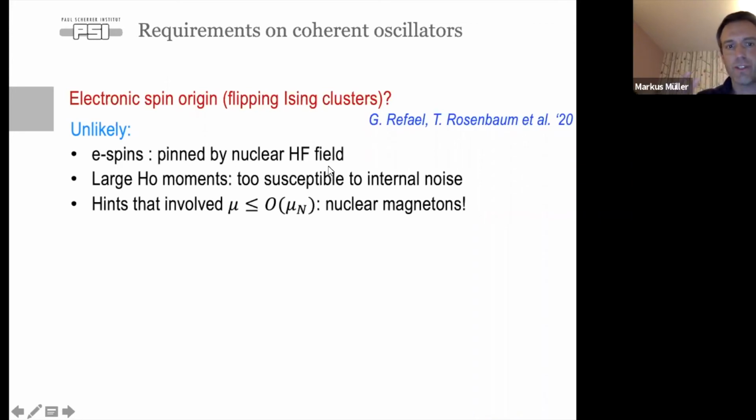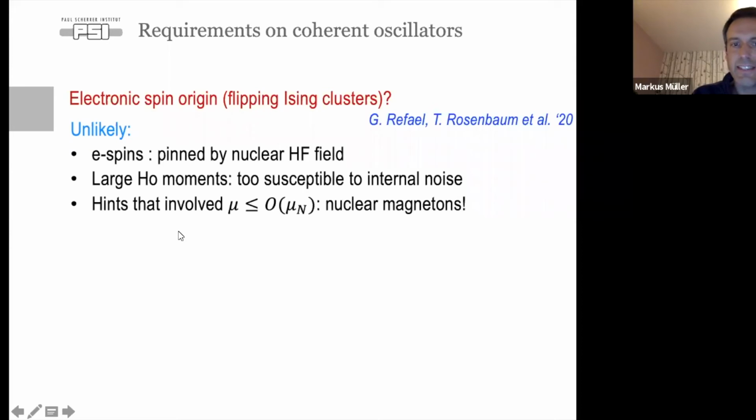So if you wanted to have a low energy excitation, you have to flip nuclear spins and electronic spins at the same time, and that's extremely costly in terms of matrix element. Furthermore, the large holmium moments are so big that they are far too susceptible to any internal noise. You would never be coherent for nearly a second or so.